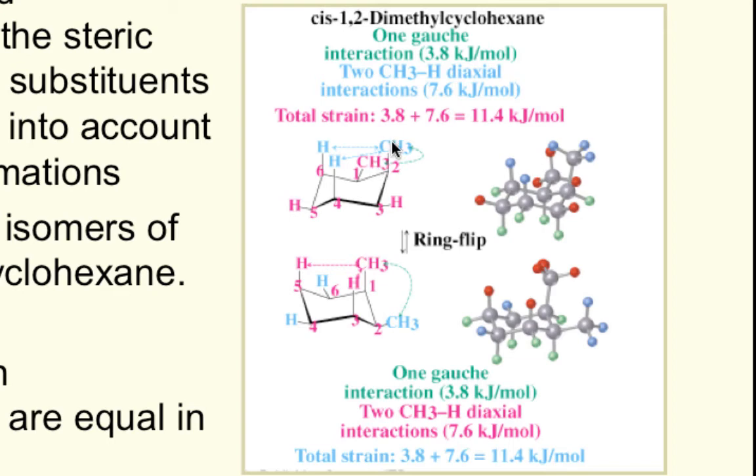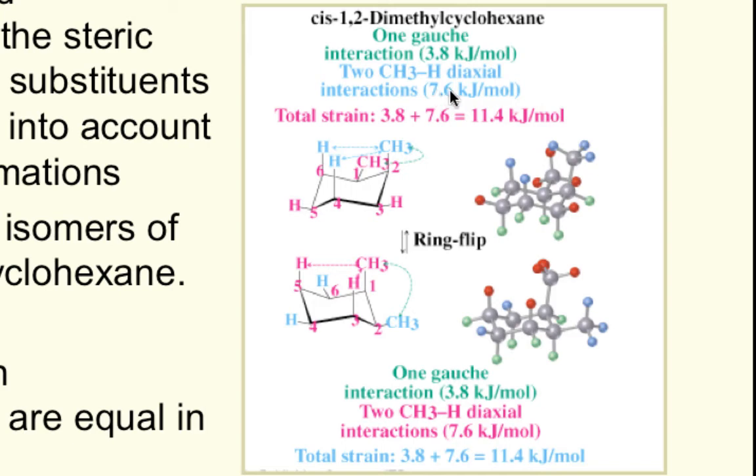When both of our CH3s are in the axial position, we would have one interaction with CH3 with a hydrogen on the top here in the axial position, and also another hydrogen over here. So they show this in blue here, two CH3 hydrogen diaxial interactions.